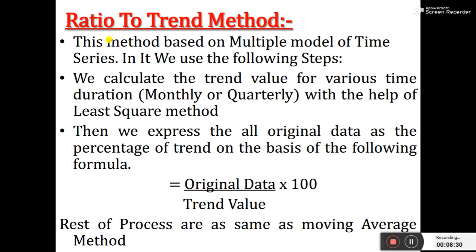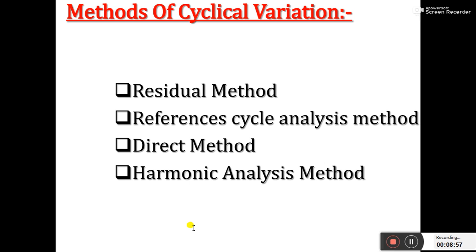And this is ratio to trend method. This method is based on the multiplicative model of time series. In it we use the following steps. We calculate a trend value for various time durations with the help of least squares method. Then we express all the original data as a percentage of trend on the basis of the following formula: original data divided by trend value into 100. Then the rest of the process is the same as the moving average method.